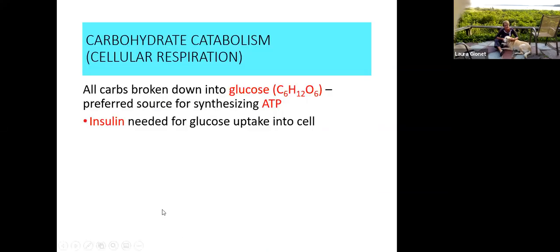Okay, so carbohydrate catabolism or cellular respiration. All carbs are broken down into glucose, C6H12O6. This is the preferred source or molecule for synthesizing ATP. Remember that insulin is needed for glucose uptake into the cell.